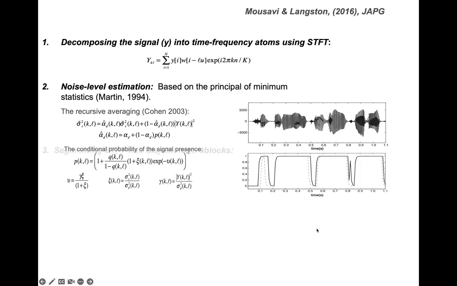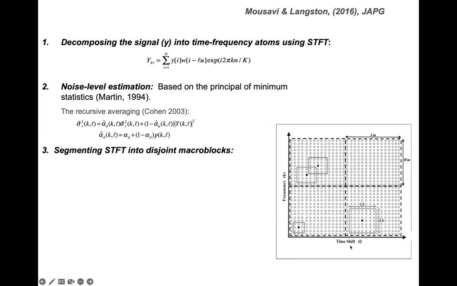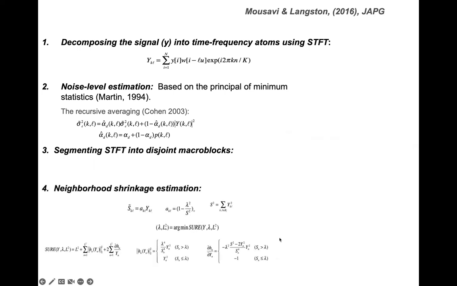Then we segment the time frequency plane into a few disjoint macro blocks. And next, we threshold the coefficients inside each of these blocks, but this time one by one. However, this is based on a threshold level and values that are estimated from all surrounding coefficients inside these smaller macro blocks. The thresholding function and the selection of the size of these blocks and thresholding levels are similar to our previous method.